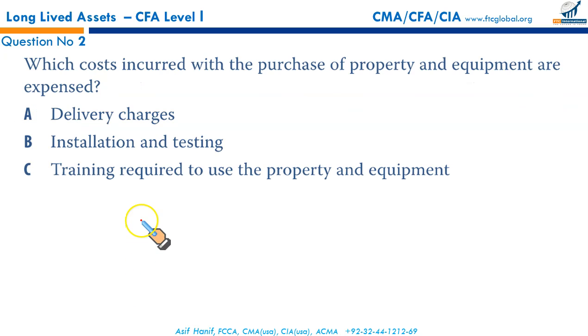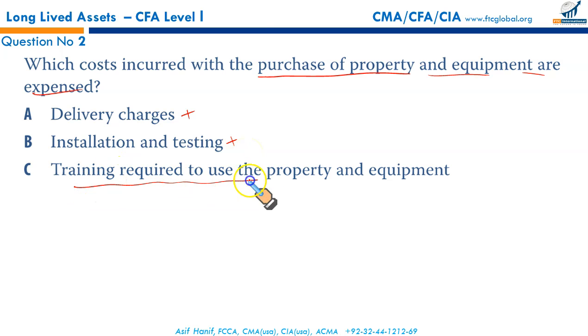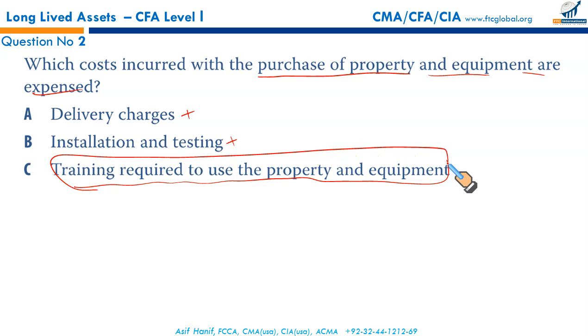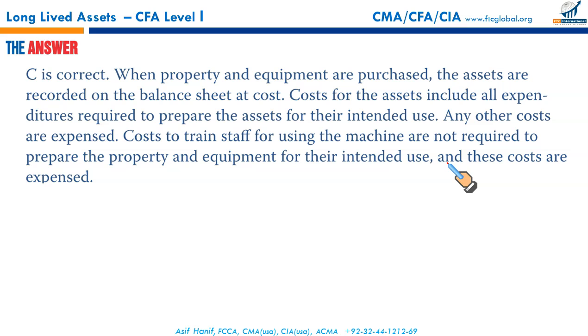Next, which costs incurred with the purchase of property and equipment are expensed? Delivery charges, it is capitalized. Installation and testing, capitalized. Training required to use the property, plant and equipment is not a part of the property, plant and equipment. It is expensed when incurred. C is expensed when incurred.